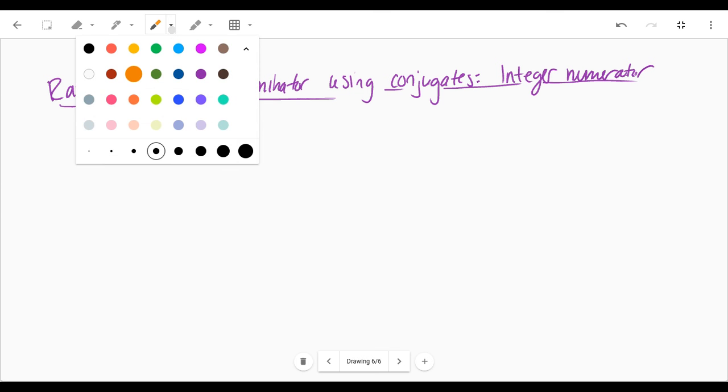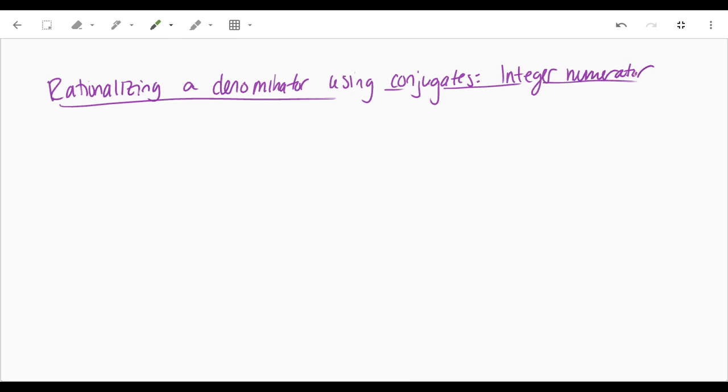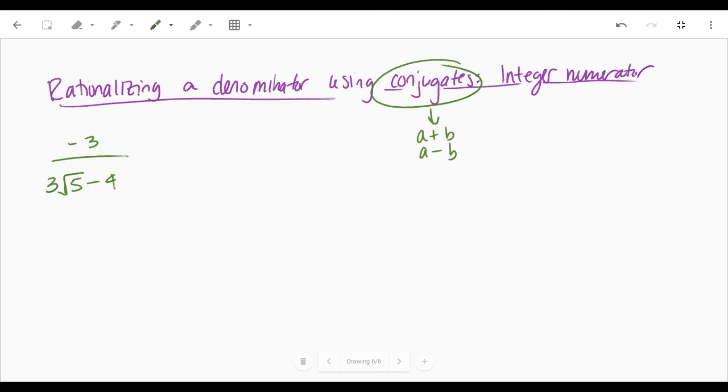Okay, this would be like if I have something that looks like negative 3 over 3 square root of 5 minus 4. Now remember conjugates, a plus b, a minus b. So you just multiply by the conjugate. So we're going to multiply this by 3 square root of 5 plus 4 over 3 square root of 5 plus 4.